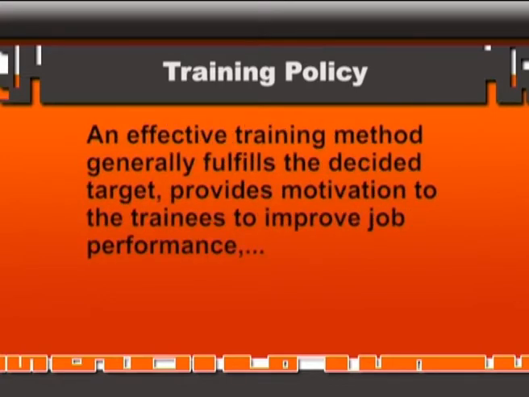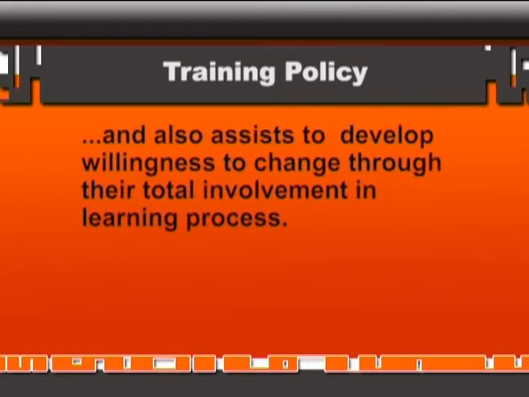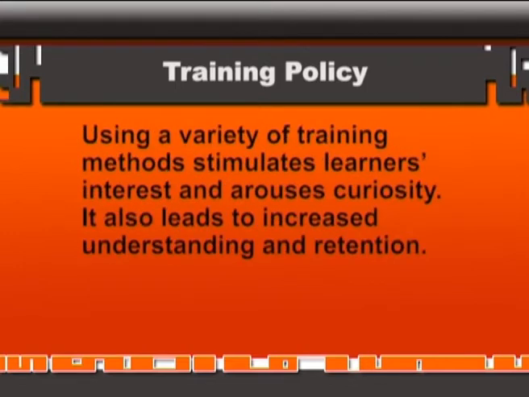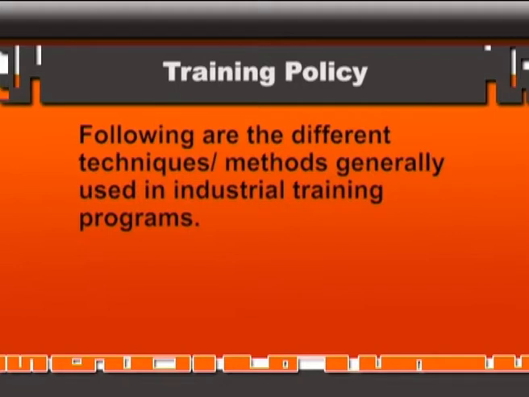An effective training method generally fulfills the decided target, provides motivation to the trainees to improve job performance and also assists to develop willingness to change through their total involvement in the learning process. Using a variety of training methods stimulates learners' interest and arouses curiosity. It also leads to increased understanding and retention. Following are the different technical methods generally used in industrial training programs.